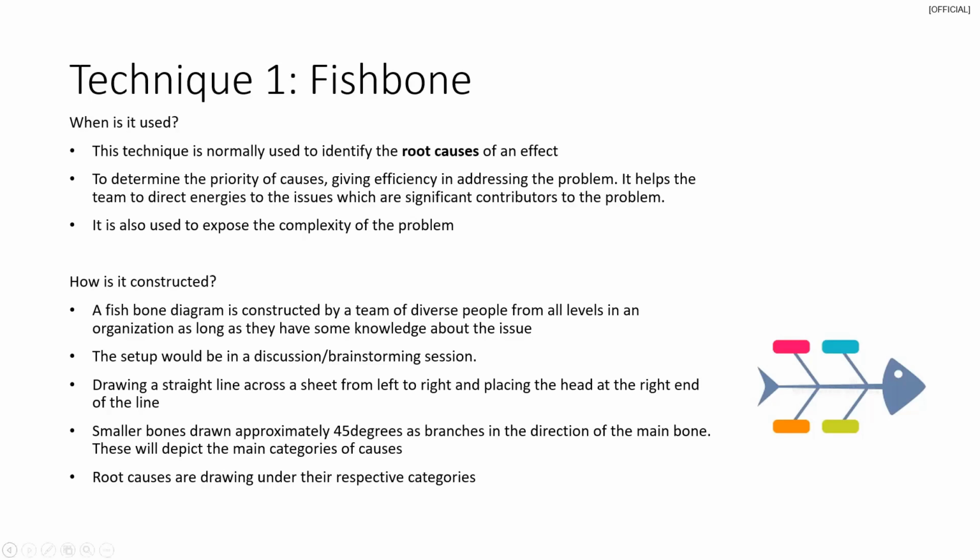How it's done, you literally draw it from left to right. It can be from right to left as well, but normally we write or do things starting from left to right. So that's how you normally do it. And then the other part when constructing it is that the smaller bones are normally drawn at 45 degrees. They don't have to be exact, but just to depict the bones of the fish, or to still adhere to the structure of the fish, they're drawn 45 degrees from the main or the core bone, and then they branch out in the direction of the main bone.